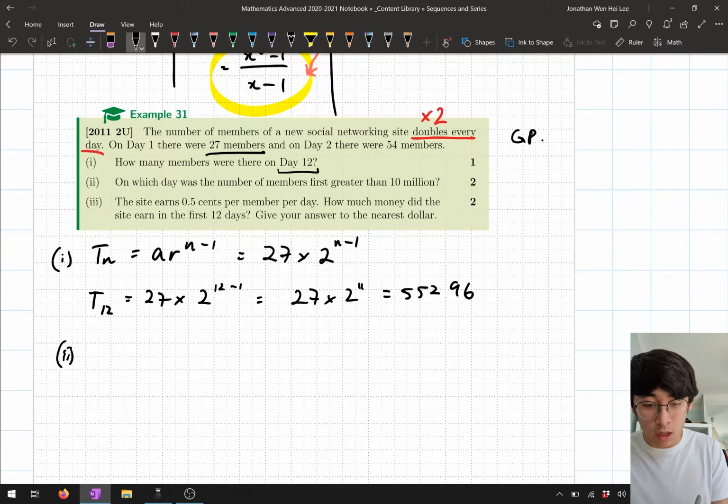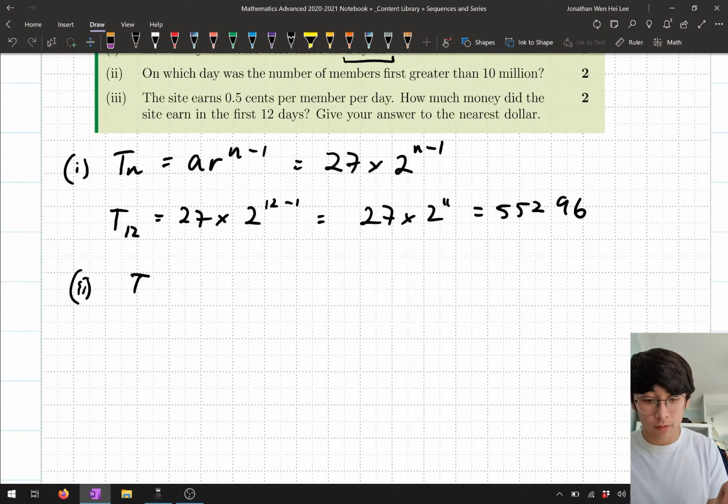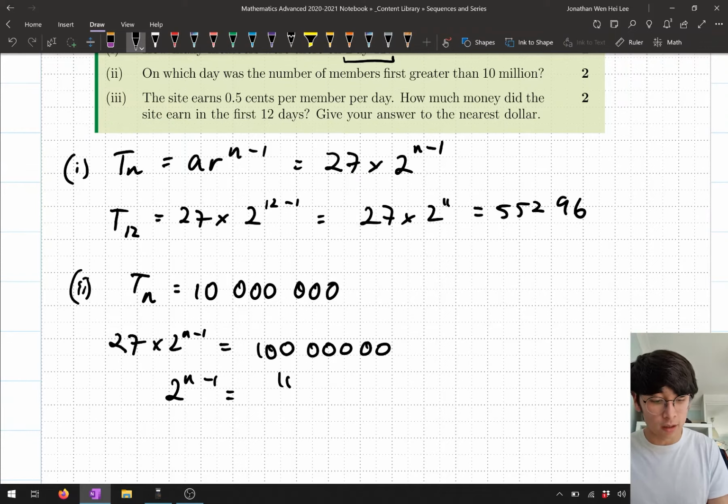Okay, part two. On which day was the number of members greater than 10 million? So once again, I'm just solving for Tn equal to 10 million. Let's use our formula from the previous part: 27 times 2 to the power n minus 1 is equal to 10 million.